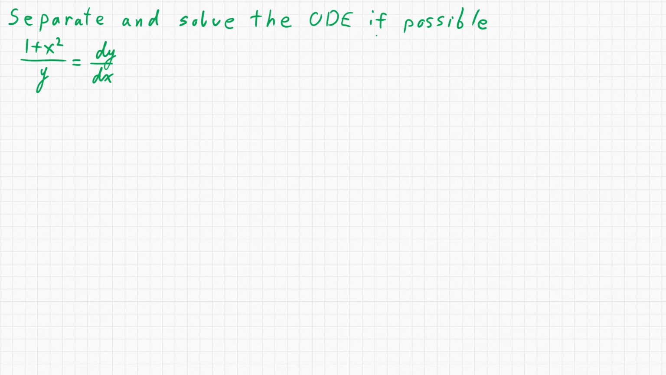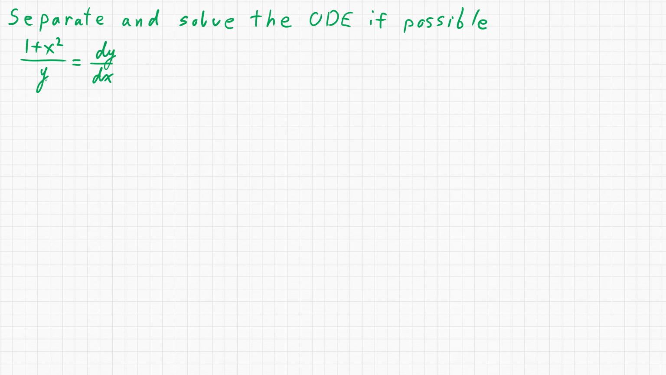Separate and solve the ODE if possible. All right, so we're going to try and separate this, and we've written the dy dx as y prime, not y prime, as dy dx. And we're going to try and get all the y's on one side and all the x's on the other, including the dx and the dy. So this doesn't look too bad.